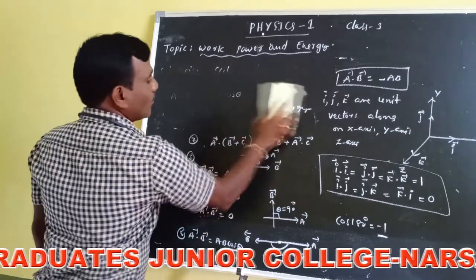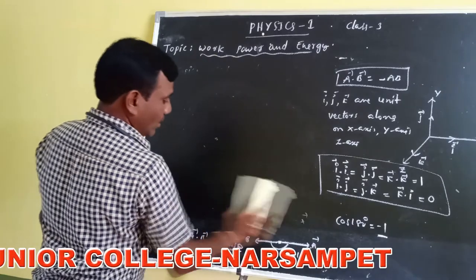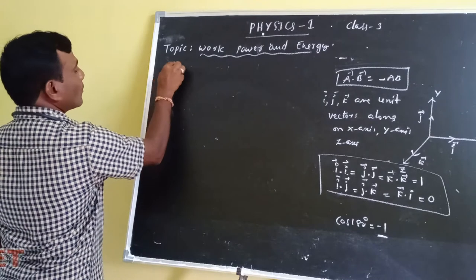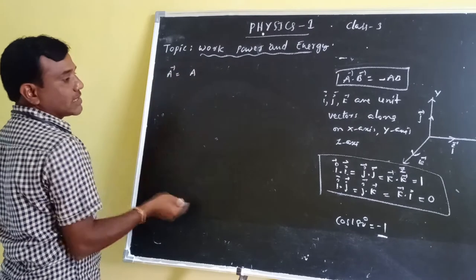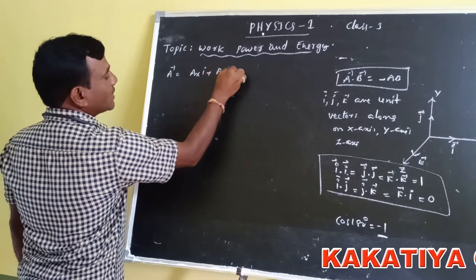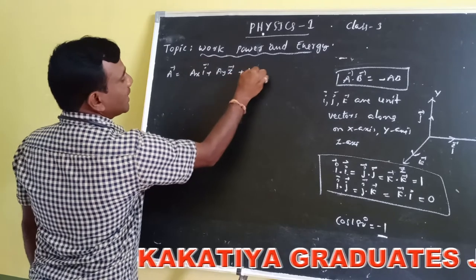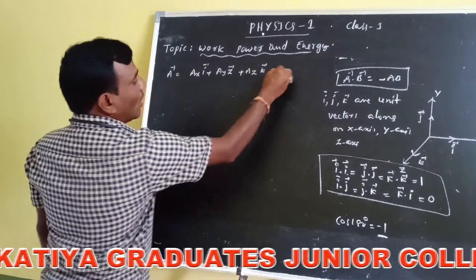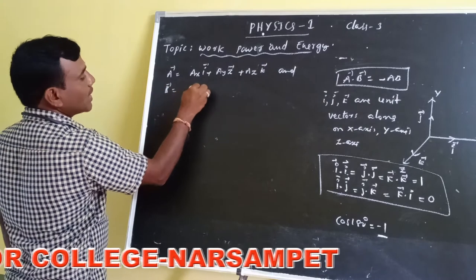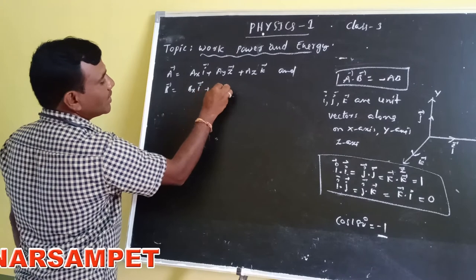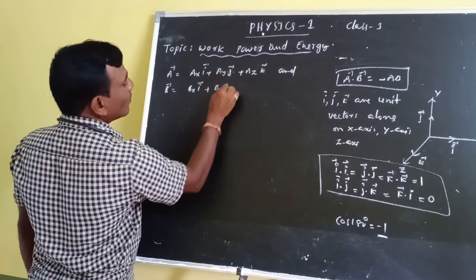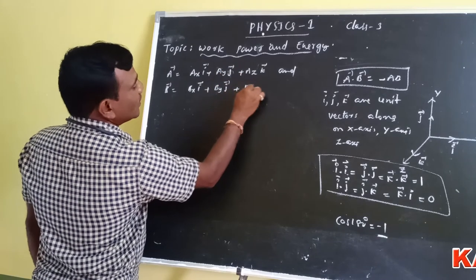Now, for example, let us consider a vector A along the x, y and z axes: A vector equals AX i plus AY j plus AZ k, and B vector equals BX i plus BY j plus BZ k.